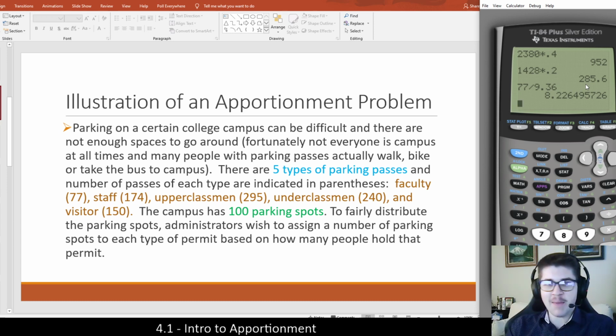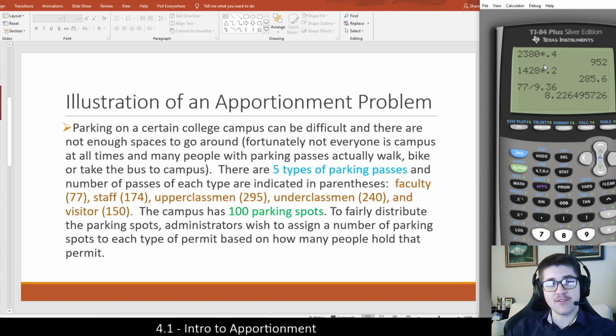I mean, maybe you'd say, okay, maybe that's a motorcycle parking space, but putting the silliness aside, it's not an option. So, what you would think is, well, okay, we'll just round that to 8 and give the faculty 8 parking spaces. And that's not necessarily wrong, but one of the issues that we're going to look at is rounding causes a lot of problems with proper apportionment.